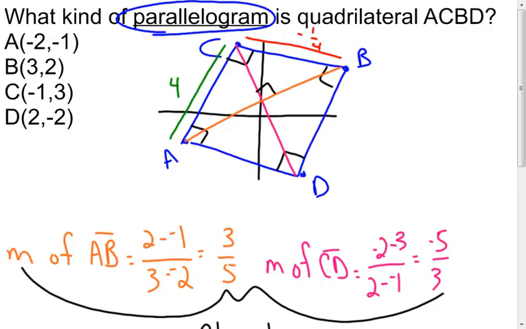Now, there are other methods. I just feel that this one's the fastest one, but not necessarily the best one. You do whatever method you feel works best for you. Now, that's going to conclude my one example on determining what kind of parallelogram we have.